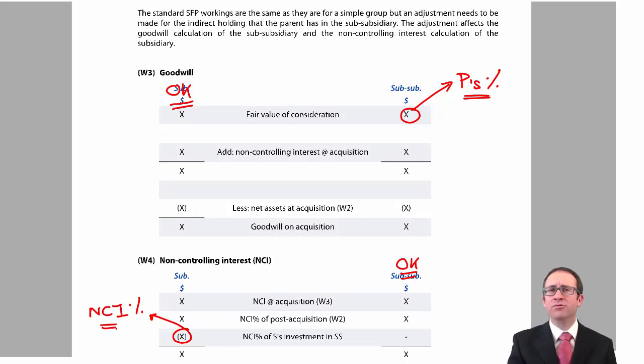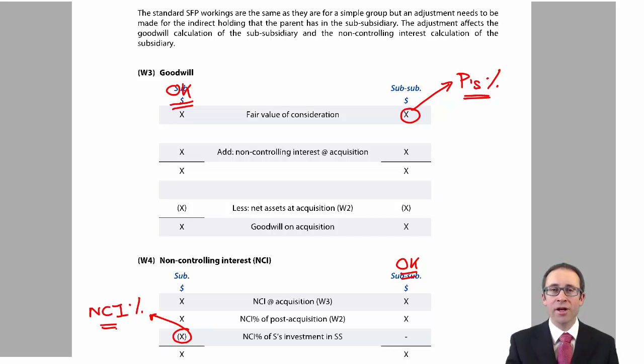That's hard. That's really tough to get your head around. Think through it again. So what we've got is the sub and the sub-sub. We're looking at the NCI in the sub only. So we need to remove anything to do with our sub-sub sat down here, don't we? And the only thing that we have in the sub in relation to the sub-sub is the investment. So we're going to remove the non-controlling interest share of that investment in the subsidiary. At the end of the day, learn the pro forma, learn what numbers go into it, and you shouldn't go too far wrong.